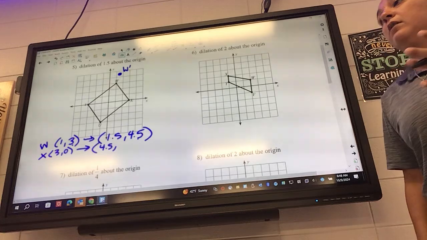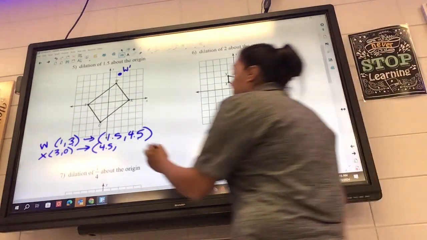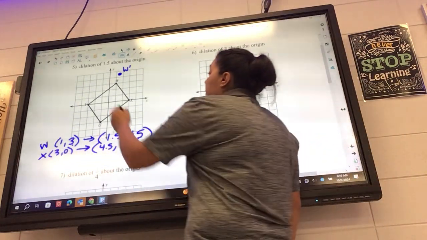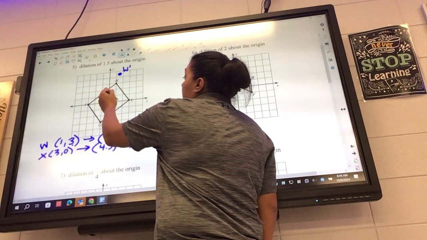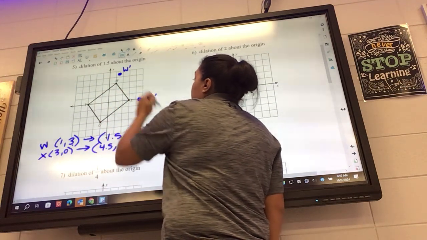0 times 1.5 is still 0. Yeah, so anything times 0 is still 0. Okay, so this is going to be 0. So 4.5, 0. That's going to be over 4.5. So 1, 2, 3, 4, and then a half is going to be here. It's going to be X prime.